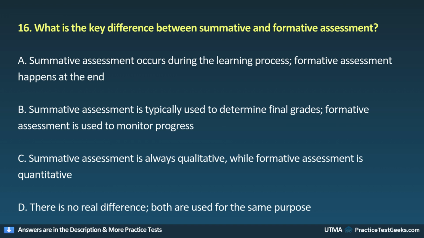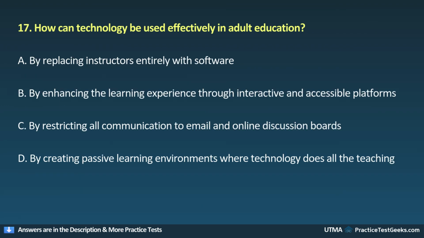A. Summative assessment occurs during the learning process. Formative assessment happens at the end. B. Summative assessment is typically used to determine final grades. Formative assessment is used to monitor progress. C. Summative assessment is always qualitative, while formative assessment is quantitative. D. There is no real difference. Both are used for the same purpose.